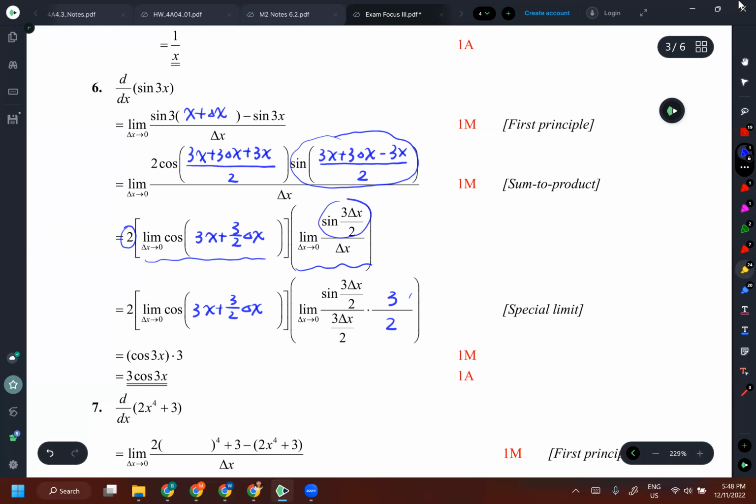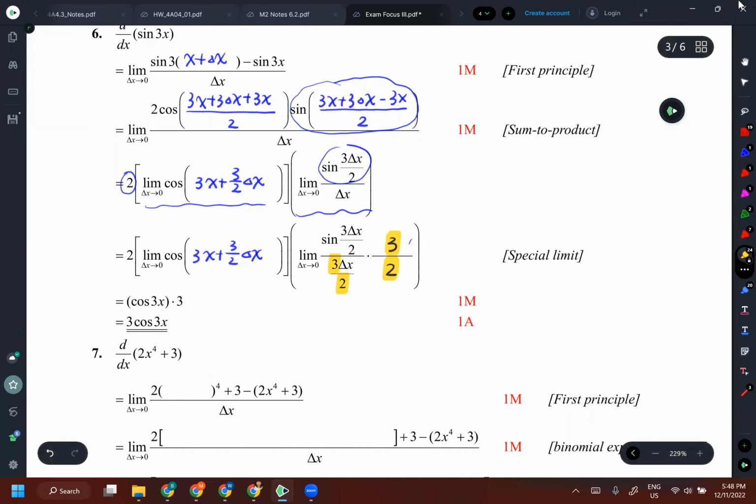Let me say it again. Here I divide 3, I multiply 3. Here I divide 2, I multiply 2. That's how you make it. That's how you compensate the coefficient. And then the final answer.